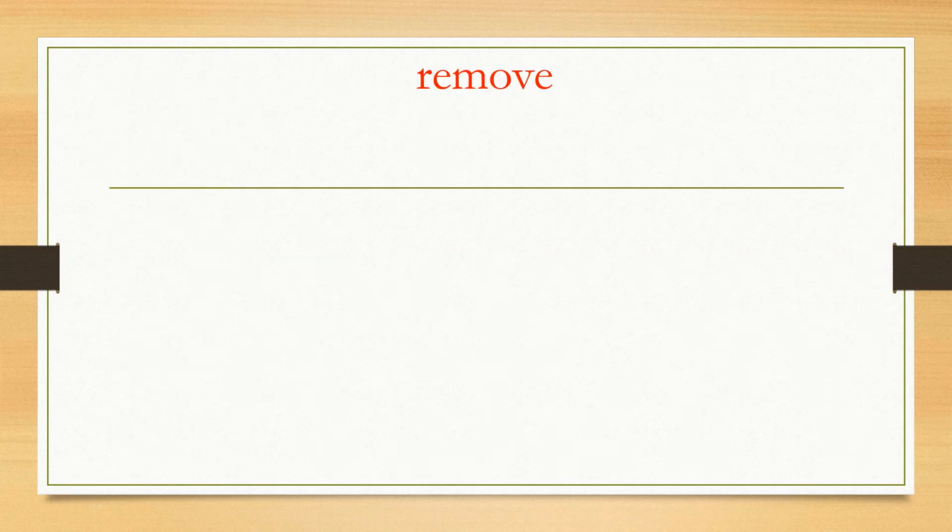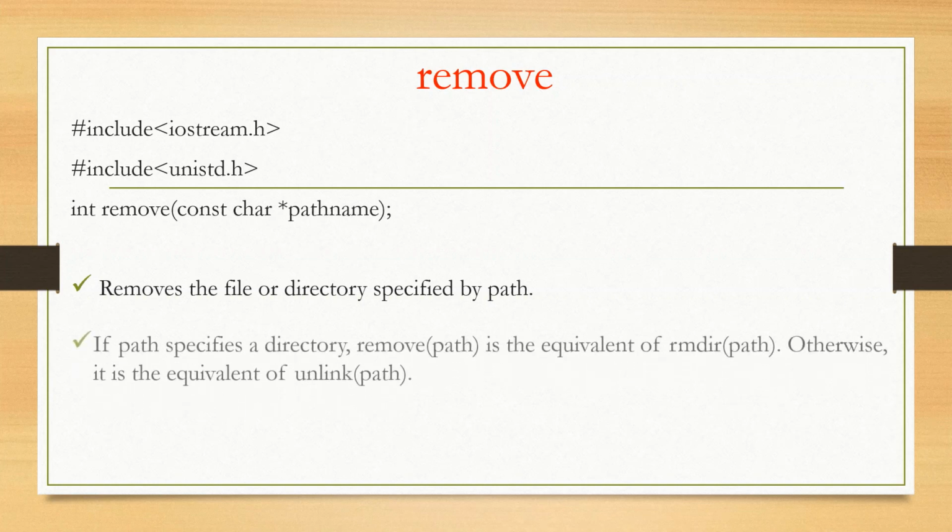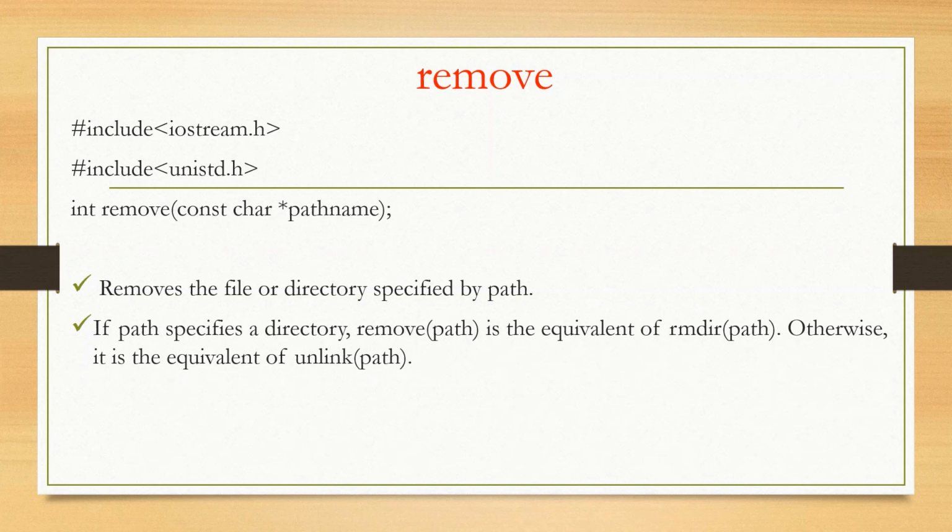Here, how to implement the remove command. Remove the file or directory specified by the path. For that you write the function prototype: the return type is integer, remove, with a constant character parameter, nothing but the path. If the path specified a directory, remove(path) is equivalent to rmdir(path), otherwise it is equivalent to unlink(path).